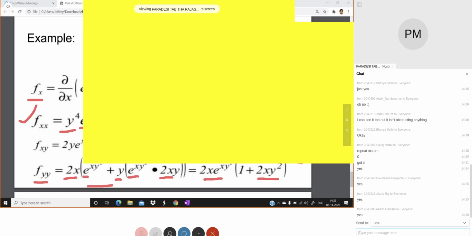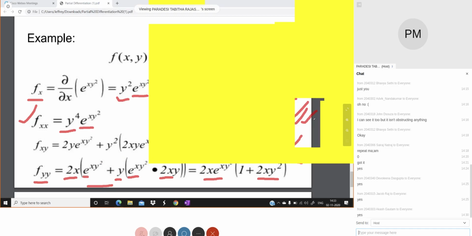Anybody who wants me to explain any of the second partial derivatives, mention it. Only the fxx came without any product rule. The other three we had used the product rule. And again, we have verified that fxy is the same as fyx. These two are the same. If you want me to explain any of these second order partial derivatives, I can explain.